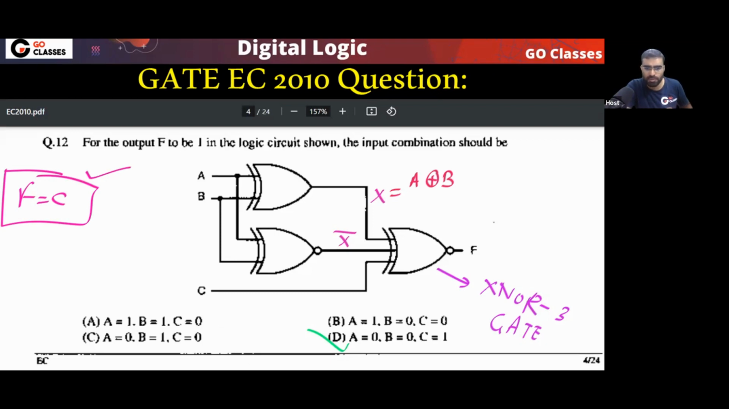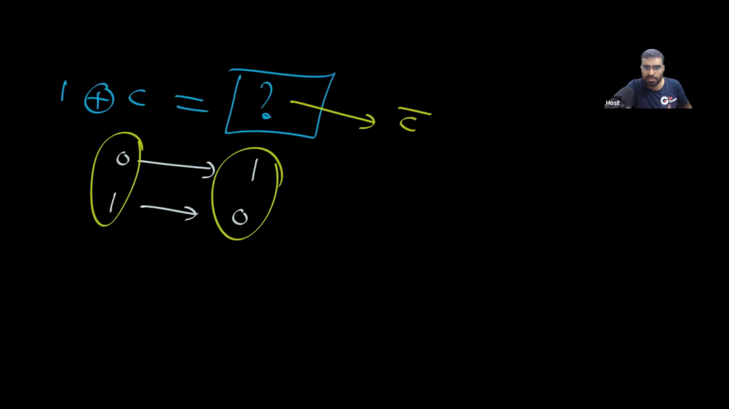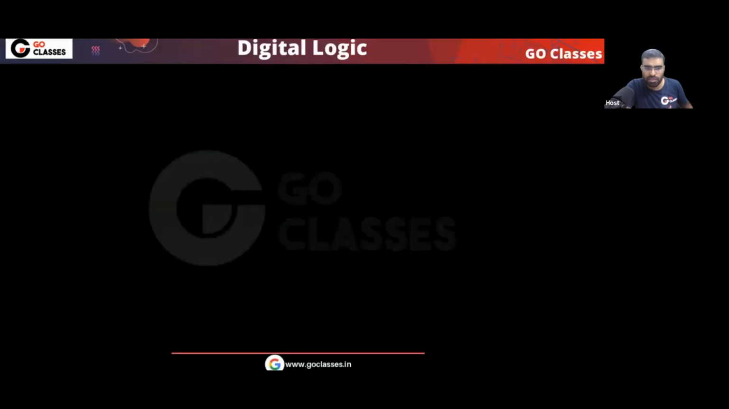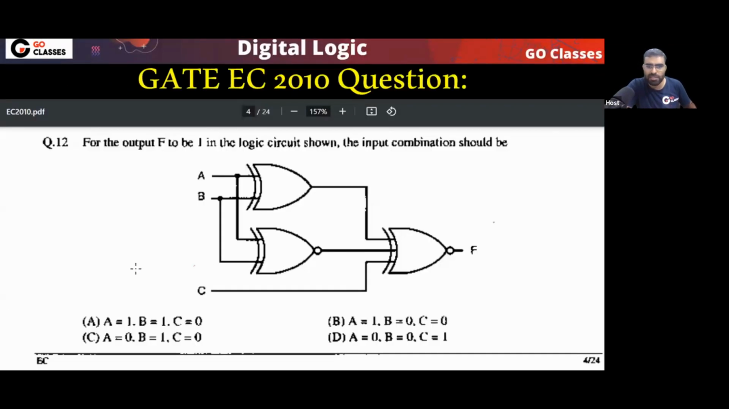So the answer will be option D. This will be the answer. Now in this question, let me tell you what the misconceptions are. When will the misconception happen? Please tell me, what is the misconception?